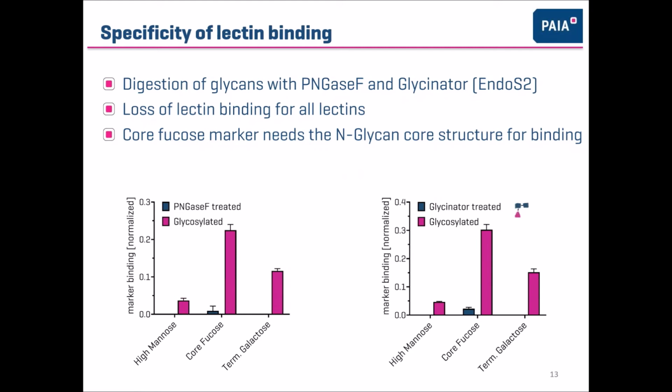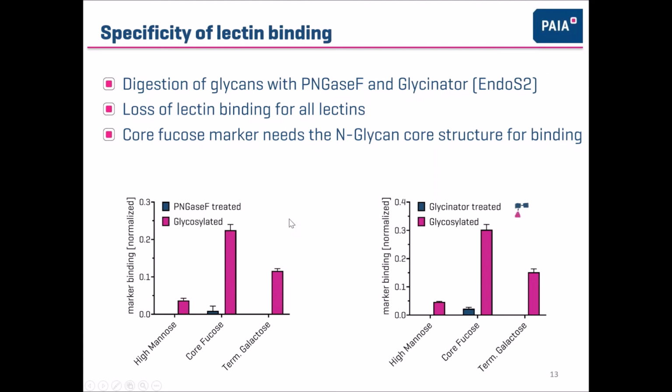one of course likes to see that enzymatic treatment of antibodies removes all the lectin binding, and we've done this here on this slide with two different kinds of enzymes. First is PNGase F here on the left-hand side, and you see that all the binding of the lectins is removed by that.